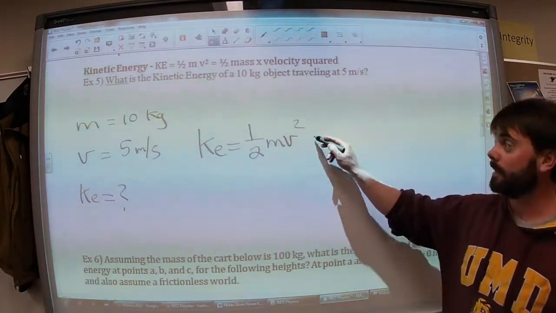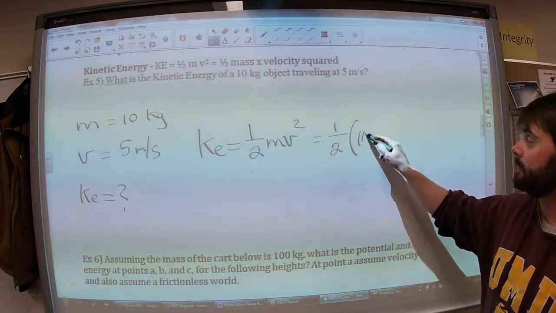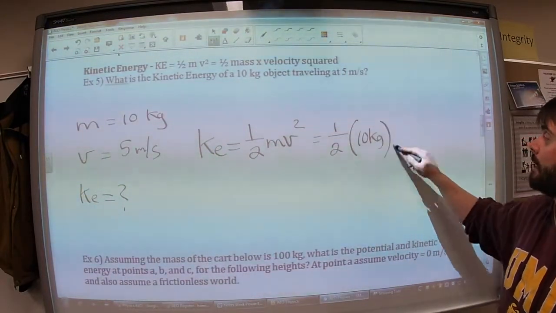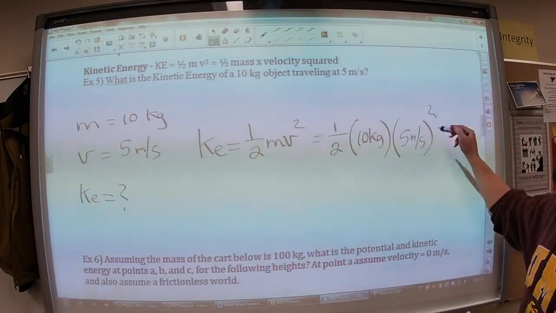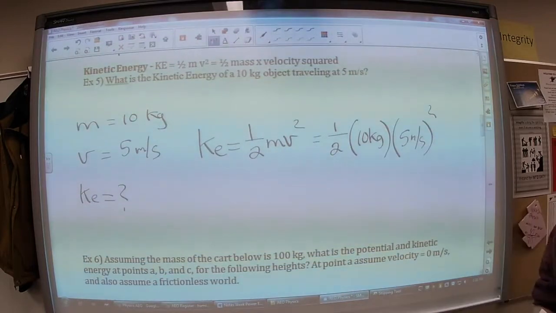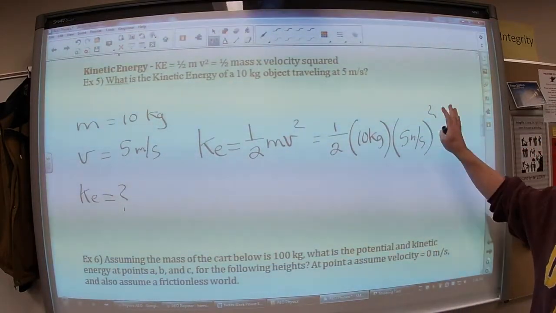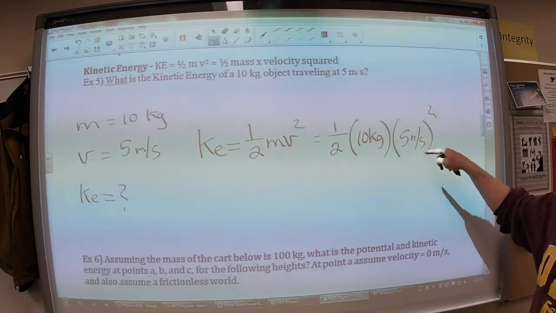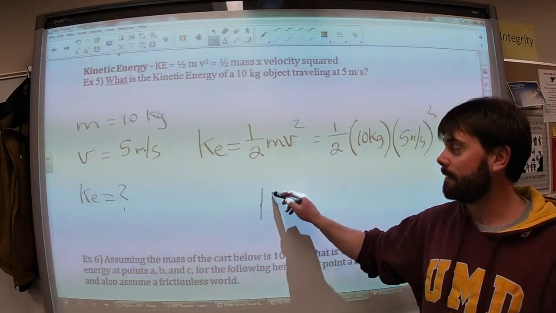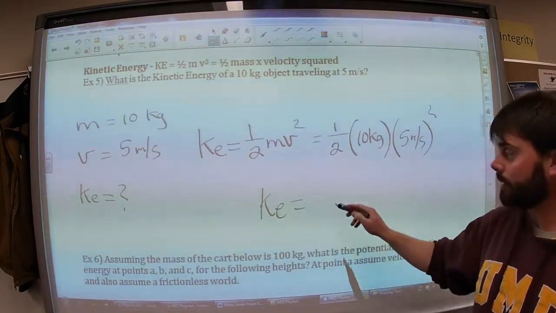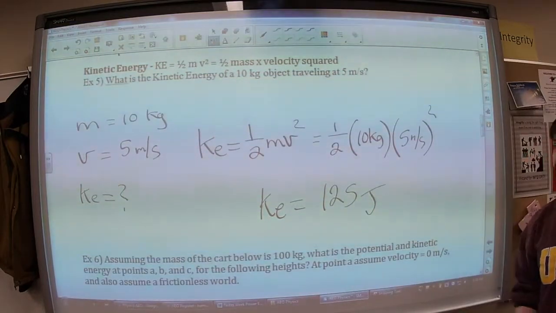Just remember, when we plug in and solve for our values, the 1/2 times the mass, 10 kilograms, and then the velocity squared. This needs to be squared before we multiply or divide. So I do 5 times 5, which gives me 25. 25 times 10 gives me 250. And then if you take half of that, this is going to leave me with 125 joules worth of energy.